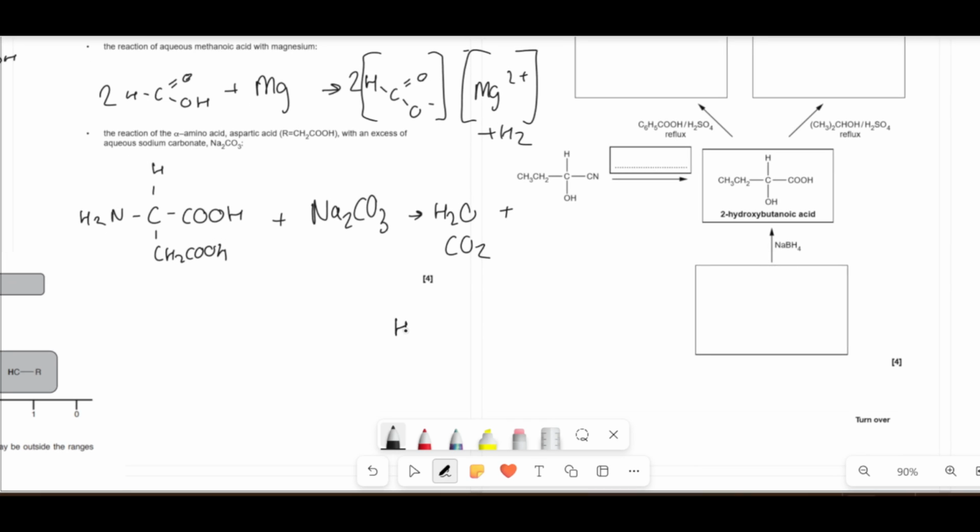I've drawn this really badly. H2N, C, COO-, Na+, H, and then CH2, COO-, Na+. Now you need 2 of them, and that's Na2 there. That's quite happy. And that balances out. And there you go. It's always remembering to recognize that an acid is here and here as well.